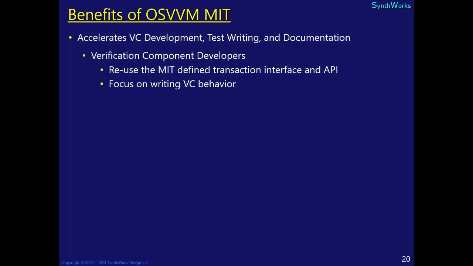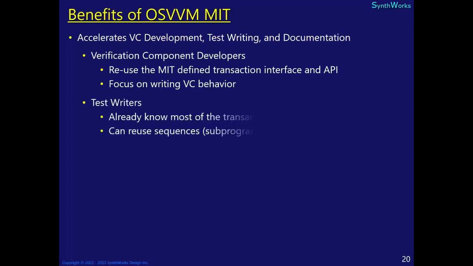Verification component developers get to reuse the model independent transaction library. So they get to skip defining the interface, skip defining the API, and just go right to writing the verification component. It makes it as easy as writing a procedure. Test writers already know the transaction interface. So if you worked with one address bus interface, it's the same as working with another one. And if they've written any macro sequences and procedures, they might be able to reuse them.